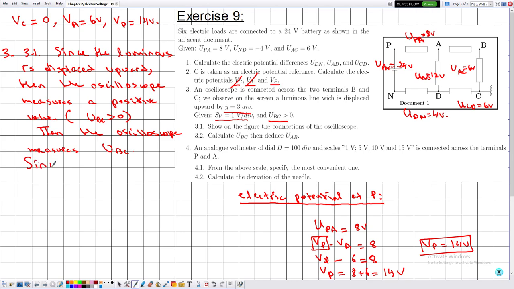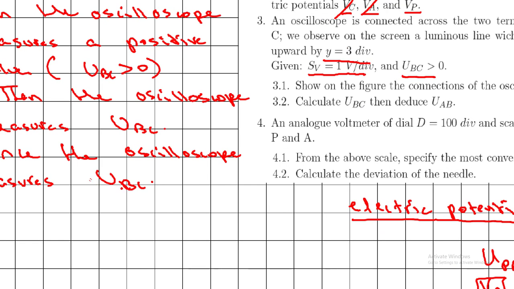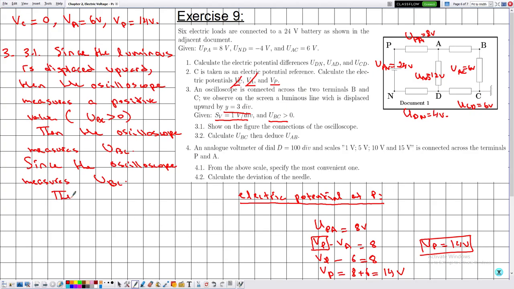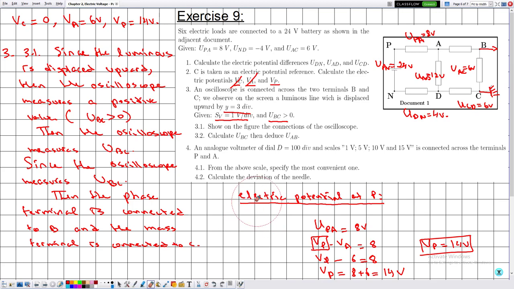And let's say since the oscilloscope measures UBC, then the phase terminal is connected to B and the mass terminal is connected to C. So this is the phase terminal, and let's consider that the mass terminal is the same as the electric potential reference. Or we could label it also like this, okay? Now in part 3.2, they are telling me to calculate UBC.